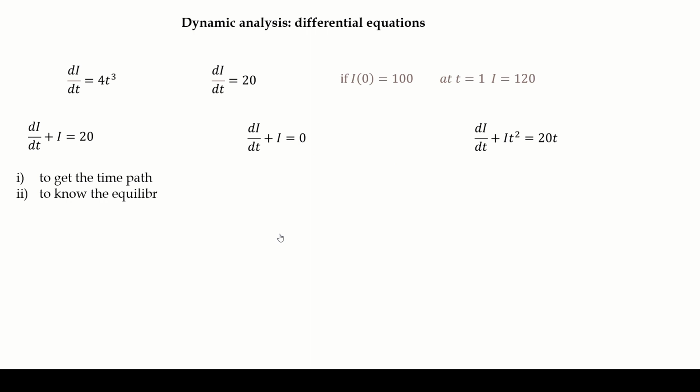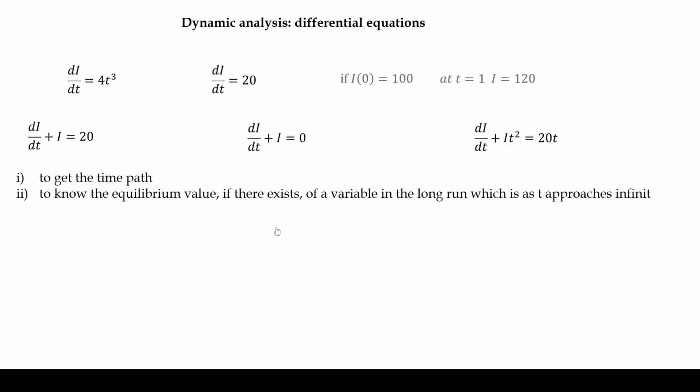Objectives remain the same, that we want to find out the time path of the variable. In that case, we only see investment. It could be that we have more than one variable in a differential equation that we're going to see later. Another objective is to find the equilibrium value if it exists in the long run. And by long run, we mean when t approaches infinity.